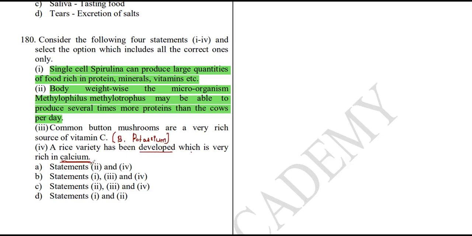What's the question? They asked for the correct ones. So it's statements 1 and 2, which is going to be option D.